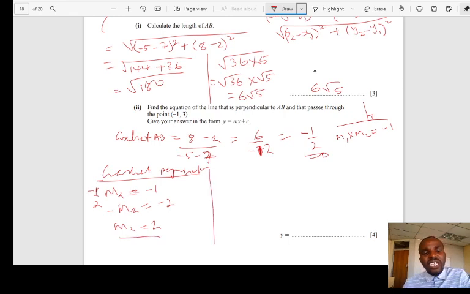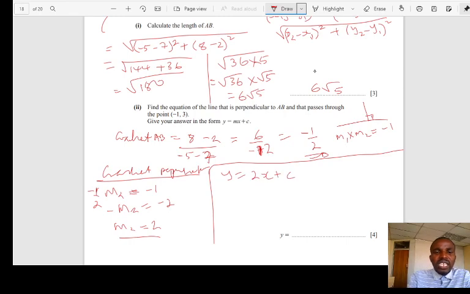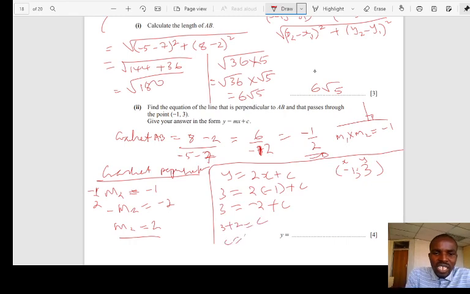Then after that, let's now find the equation of the line. We have the gradient, we say y is equal to 2x plus c. Then we use the point (-1, 3). It means x is equal to minus 1 and y is equal to 3. These are the points that we use to find the equation of the line. So we put y as 3, is equal to 2 times x, which is minus 1, plus c. That's how you find the value of c. Then it will be minus 2 plus c. So from this, 3 plus 2 is equal to c. You get c is equal to 5.